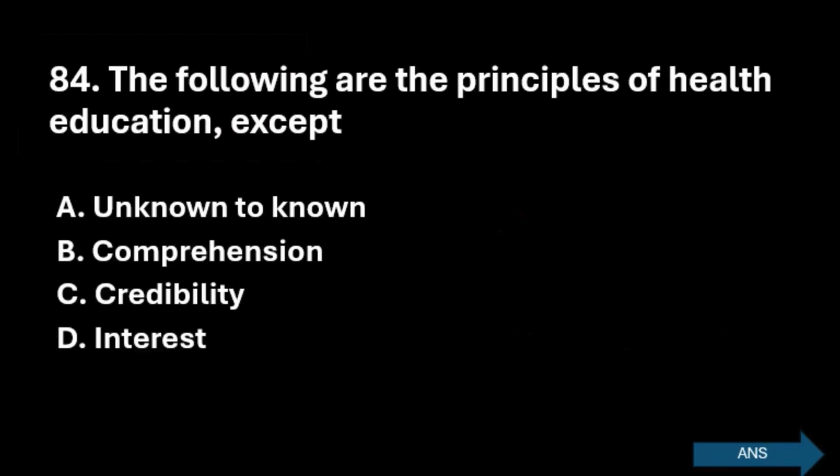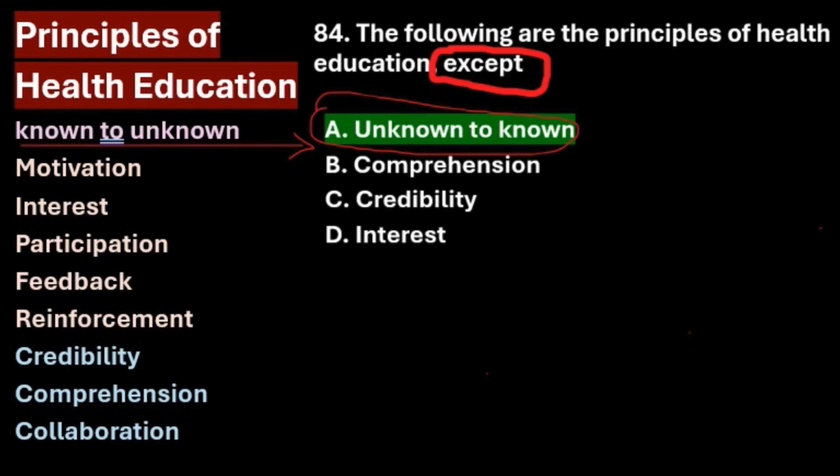Next question. The following are the principles of health education except option A, unknown to known. Option B, comprehension. Option C, credibility. Option D, interest. The right answer here is option A, unknown to known. Let us see the principles of health education. That is known to unknown, motivation, interest, participation, feedback, reinforcement, credibility, comprehension, collaboration. So first is known to unknown.